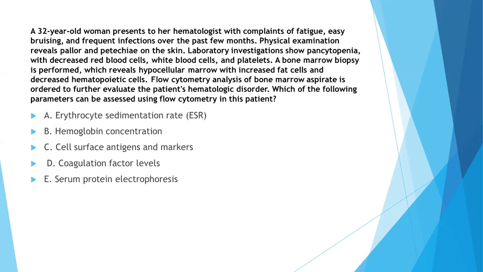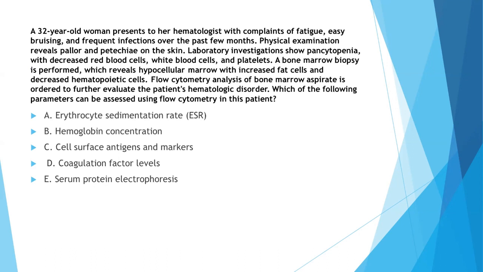Now, here we have one more question. Which of the following parameters can be assessed using flow cytometry in this patient? A 32-year-old woman presents to a hematologist with complaints of fatigue, easy bruising, and frequent infections over the past few months. Physical examination reveals pallor and petechiae on the skin. Lab investigations show pancytopenia with decreased red blood cells, white blood cells, and platelets.